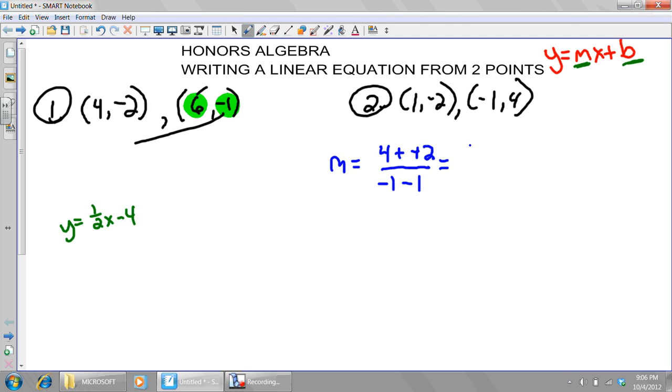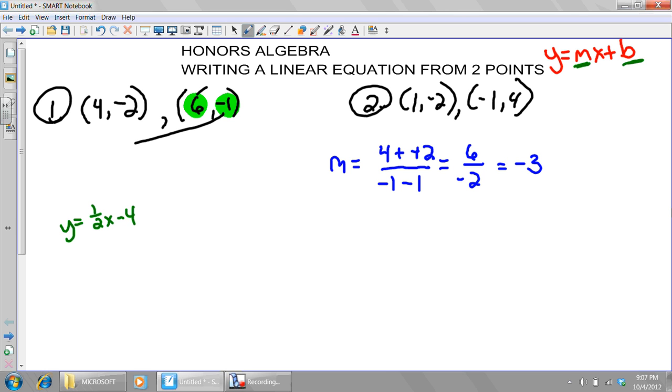4 plus 2 is 6. -1 minus 1, -2. That'll be -3. All right, so my slope is -3. Now, I chose not to keep it as a fraction because we're writing an equation, but -3 over 1 would be fine, or 3 over -1. I like the simplified form for my equation.